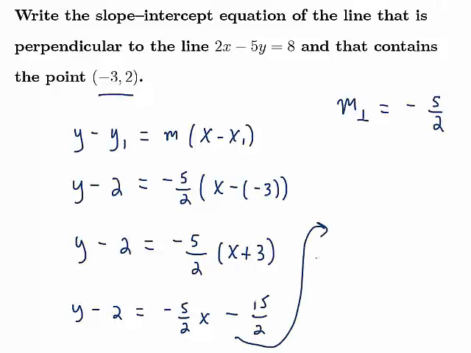And then our final step would be to add 2 to both sides, giving us y equals negative 5/2 x, and adding 2 to both sides is the same thing as adding 4/2. So negative 15/2 plus 4/2 is negative 11/2. So the final answer, the equation of the line that we're looking for, is y equals negative 5/2 x minus 11/2.